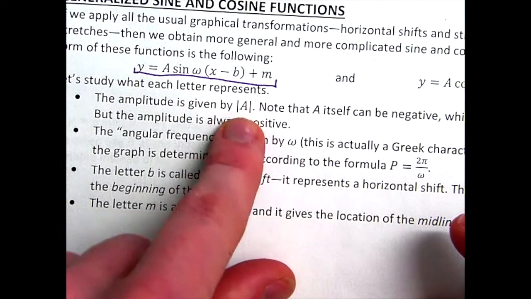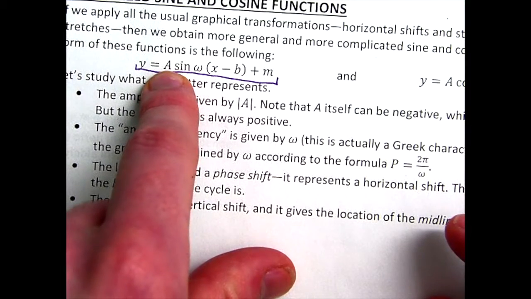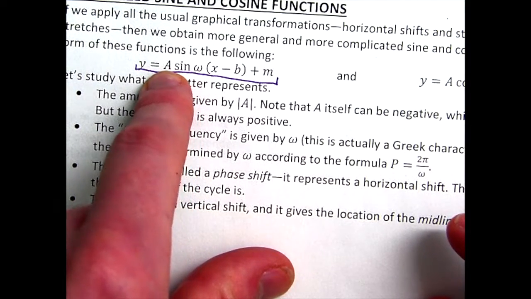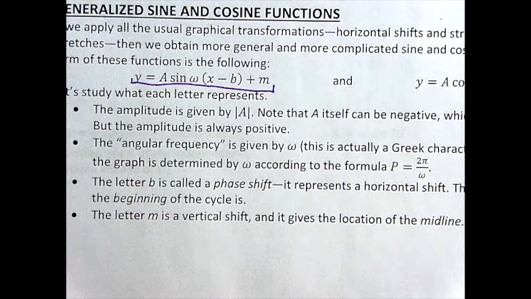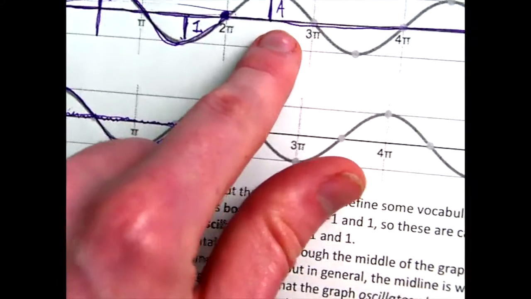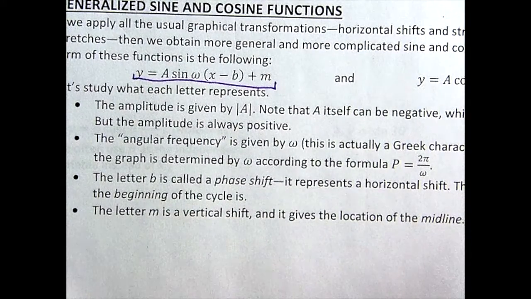And it's important to notice that it's the absolute value, because A can be a negative number, like this could be -3, but the amplitude is always positive because it measures a distance. It's the distance from the midline to the peak. So that number A determines the amplitude.